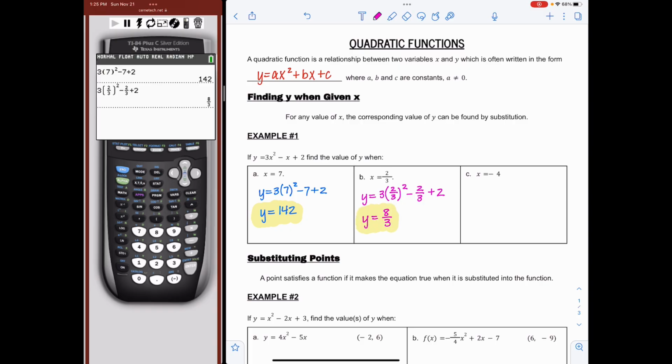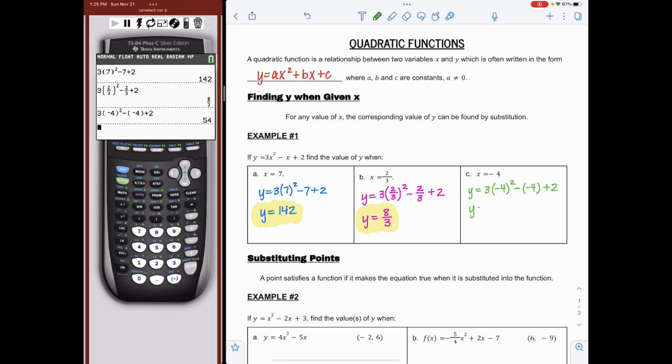And last but not least, we have x is equal to -4. So I'm going to replace my x's with -4. So it's going to be 3 times -4 squared subtract -4 plus 2. So when I do that, I end up getting positive 54.